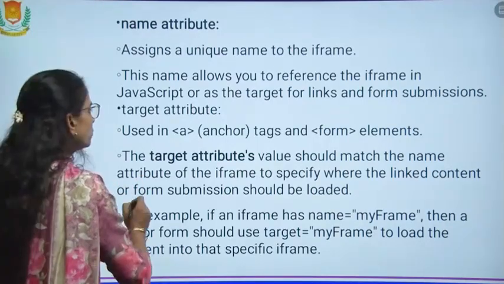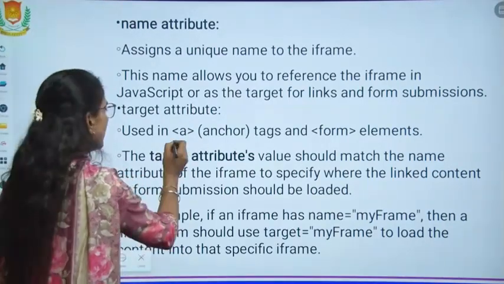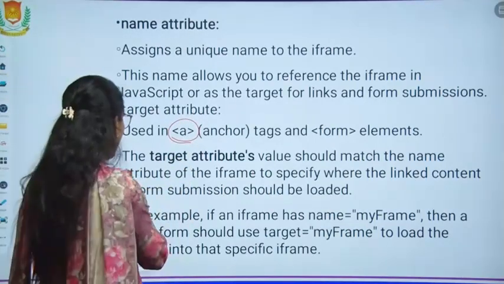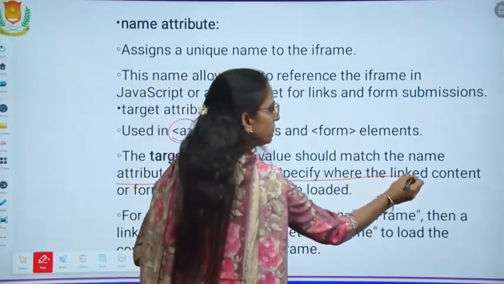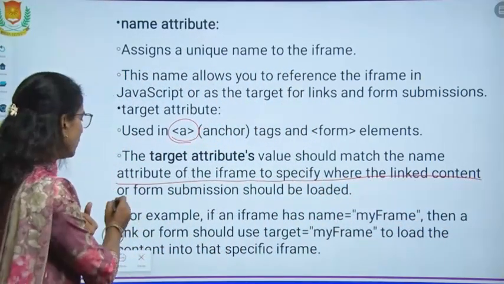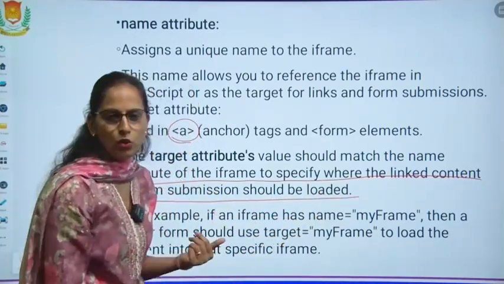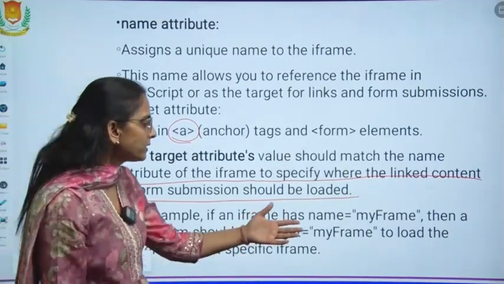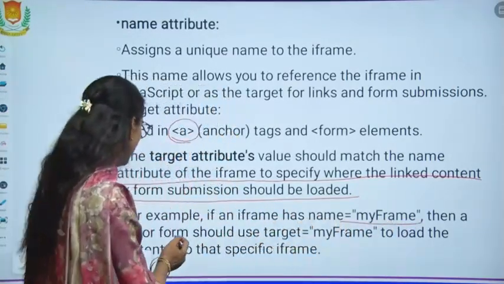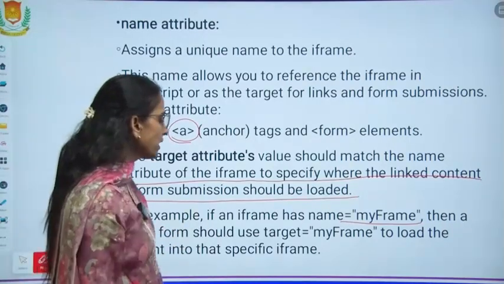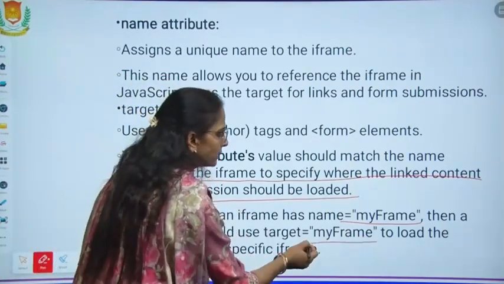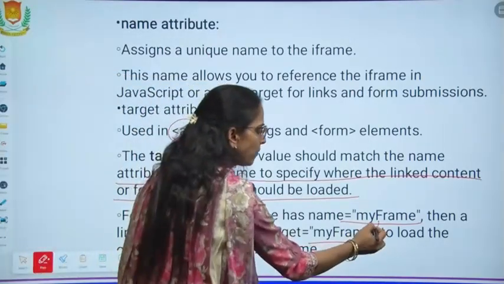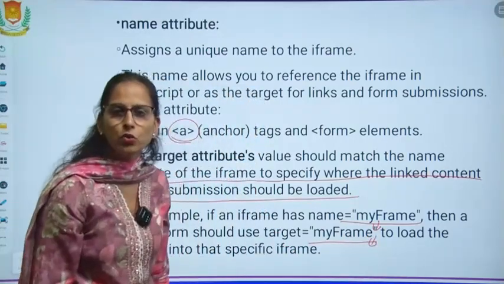It is always used with the anchor tag. The target attribute value should match the name attribute of the iframe to specify where the linked document or a form submission should be loaded. For example, if an iframe has the name myFrame, then the link or form should use target myFrame. What does it mean? The value of name and the target frame should always be the same because they are correlated to each other.